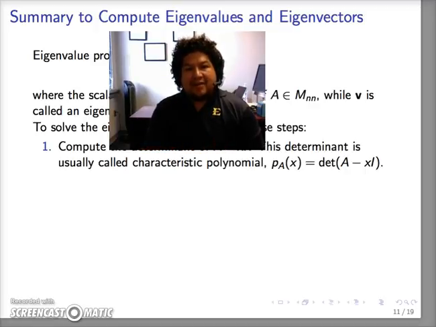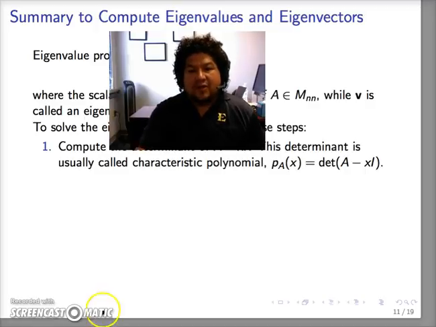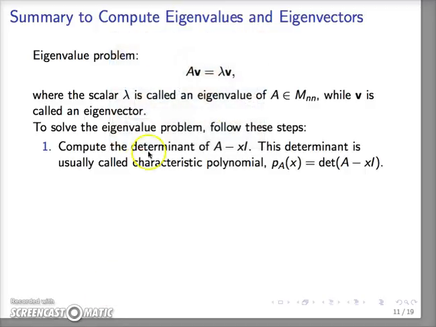we compute eigenvalues based on calculation of the zeros or the roots of a polynomial called the characteristic polynomial, and then we have to do some evaluation, compute a new matrix, and compute the basis for the null space of that matrix to come up with eigenvectors associated to specific eigenvalues. So here's the summary of these steps that are involved in the calculation of eigenvalues and eigenvectors.